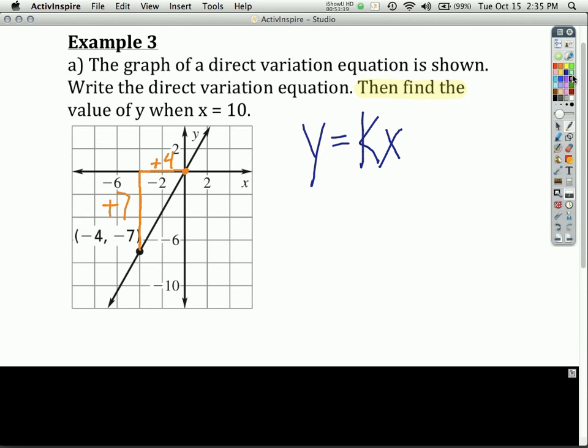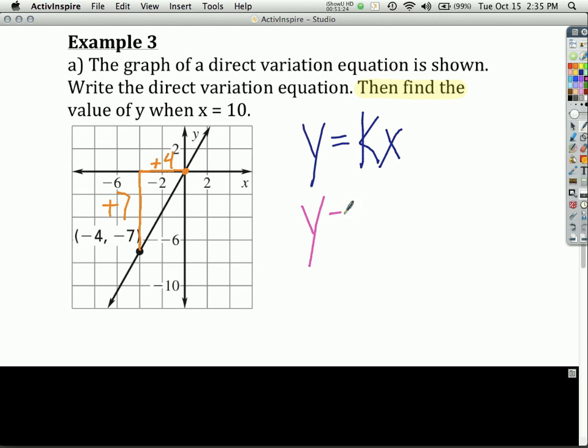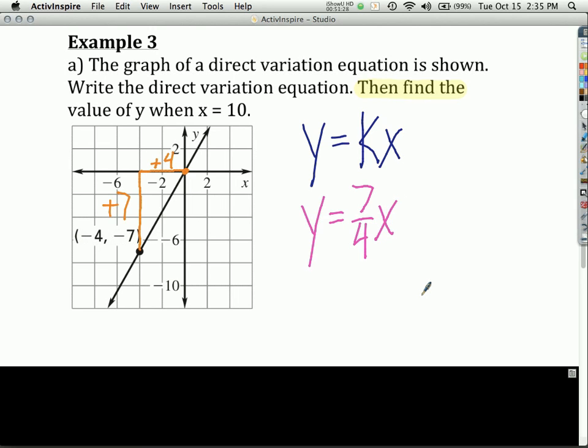So there's really not much effort needed if you're given a good graph. Y equals 7/4 x. So we were asked to write the direct variation equation for this graph. This is it. This is an equation of that graph.